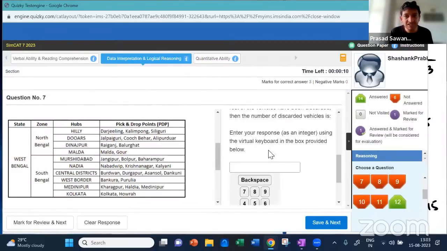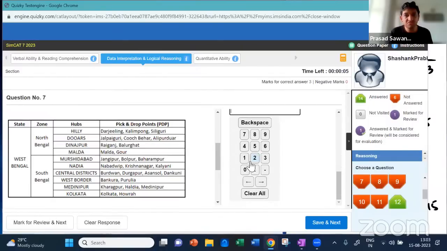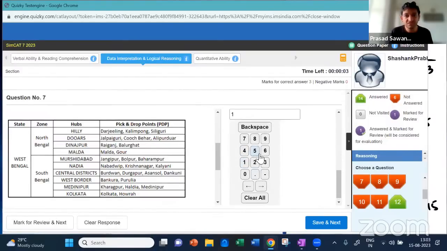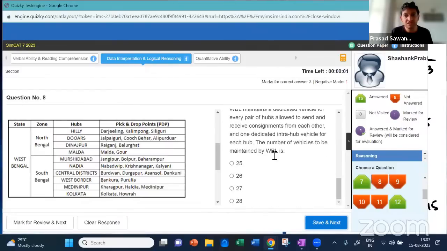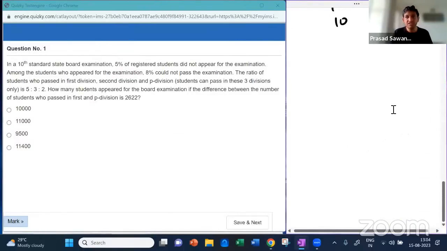7, 8, 9 में क्या चल रहा था? There was some theta question, right? Number of discarded vehicles is what? I don't know. 15. Some random number. 8 में there is okay. ठीक है, चलो. Now let's have some fun. Hopefully, yeah. So not exactly something which is an exciting performance, but fair enough.